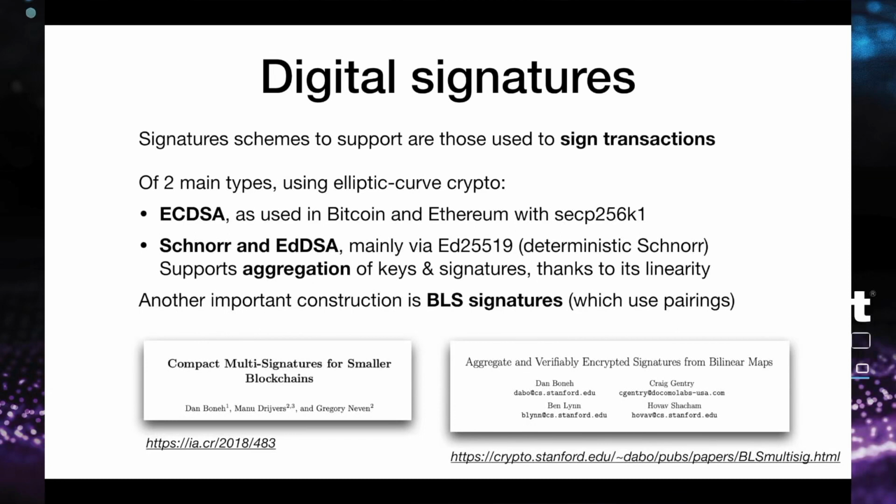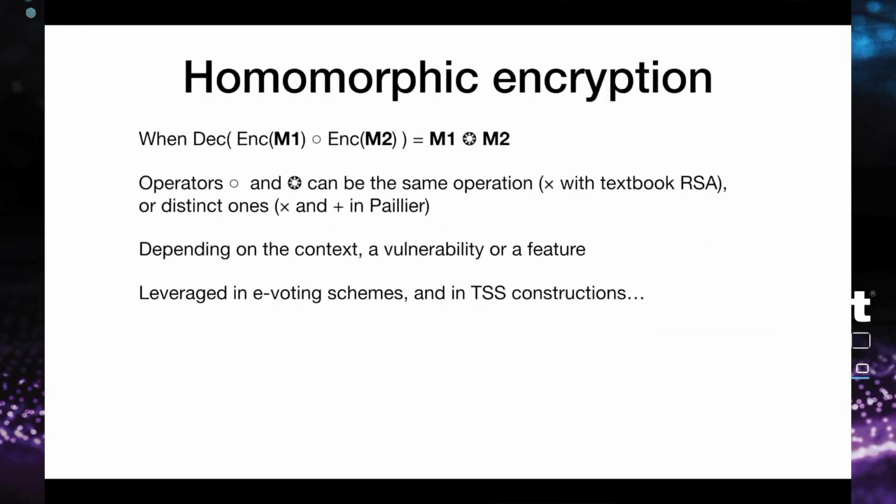Another type of signature that we can cite is the BLS signature, which works very differently, and is quite complicated because it uses cryptographic pairings, but it makes the aggregation of different keys into a master key and the aggregation of different signatures into one single signature much easier than classical signatures.